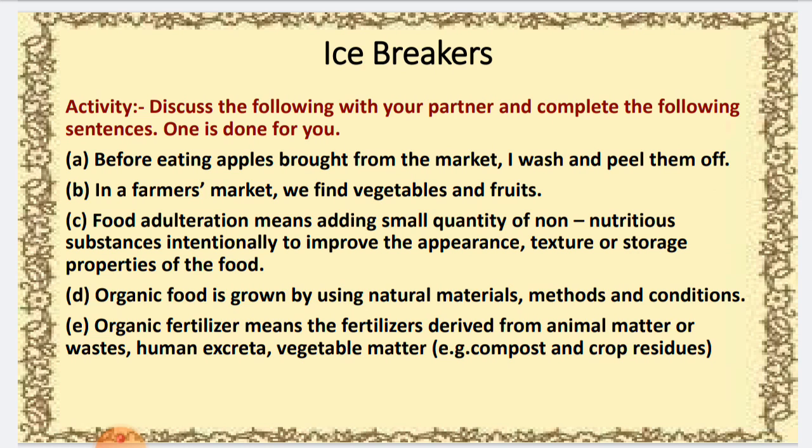Number 3, food adulteration means. Now, many of you might not know the meaning of this word, adulteration. So, if possible, please go through the dictionary and try to find out this word. See what is the meaning of this word. Actually, food adulteration means adding small quantity of non-nutritious substances intentionally to improve the appearance, texture, or storage properties of the food.